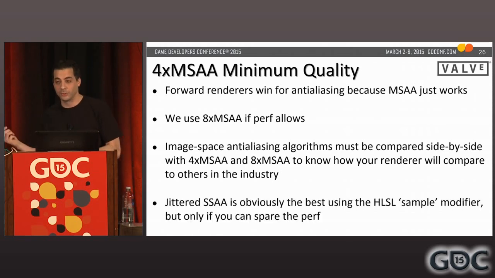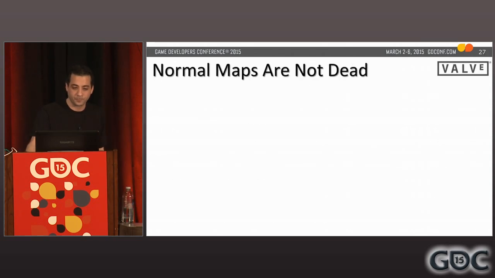Don't forget about jitter supersampling, right? You can use the sample modifier on your interpolator struct, and you can actually get the GPU to do jitter supersampling. So don't forget about that. That's a great upgrade for customers who have multi-GPUs or GPUs that get released later.